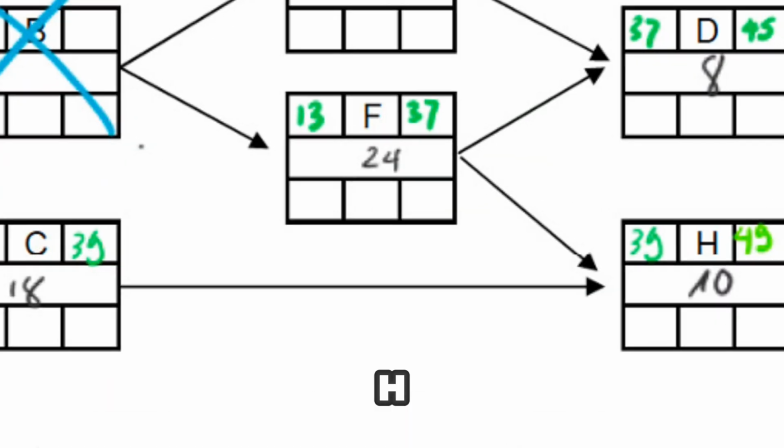Next is Activity H, which depends on the finishes of both C and F. The later of the two is 39, so H will start on day 39. Adding its 10-day duration, it will finish on day 49.